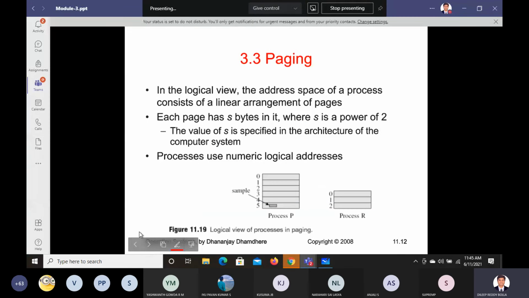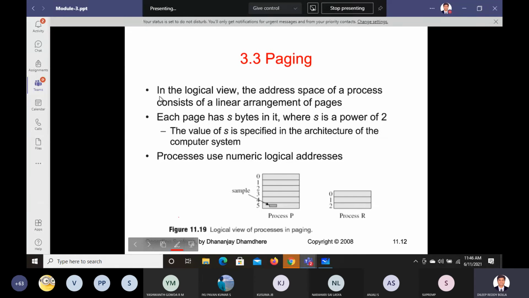Okay, and the next concept is called paging. First we saw contiguous memory and non-contiguous memory. After that, we are going to see the concept called paging. What is paging, and how do we understand it? This is the third concept in your third module.